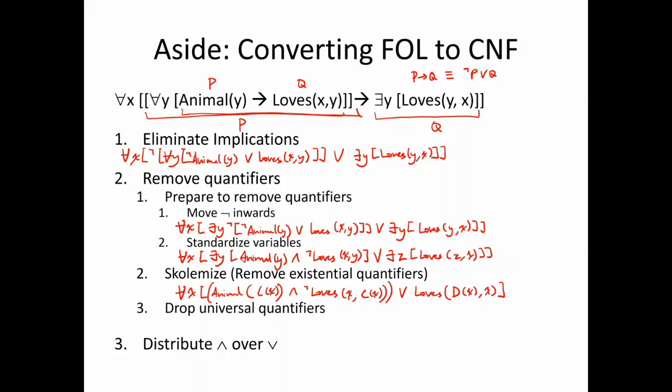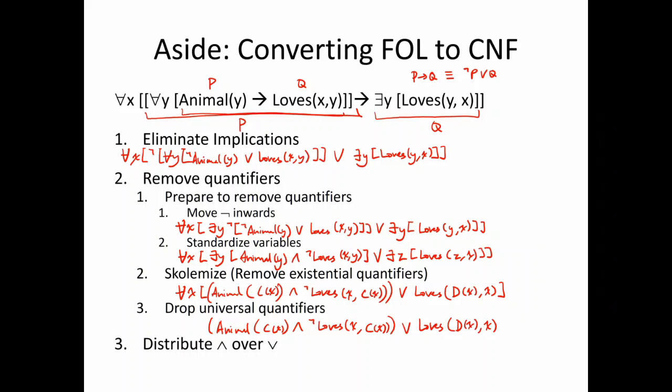So we got rid of all existential quantifiers, and now how do we get rid of universal quantifiers? We just drop the quantifier. So we have animal cx and not loves x cx, or loves dx x.